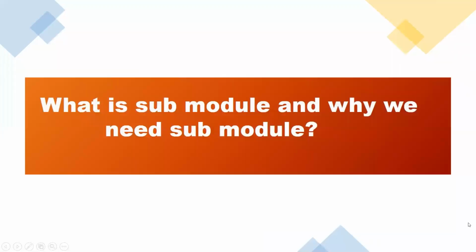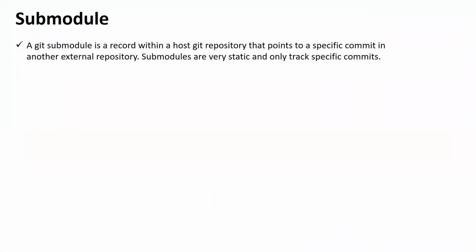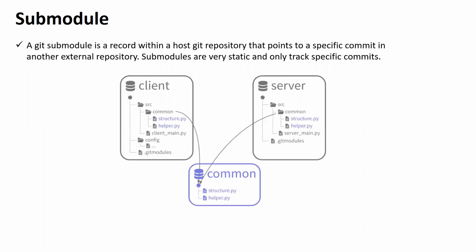What is a submodule and why do we need to use a submodule? A submodule is basically a record within the host Git repository that points to a specific commit in another external repository. Submodules are very static and only track the specific commit. If you see this picture, maybe you'll get a better idea.